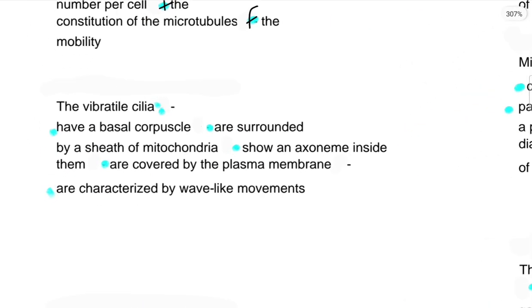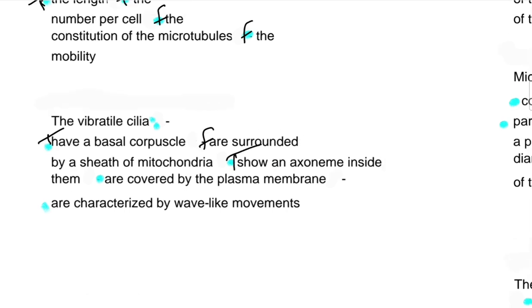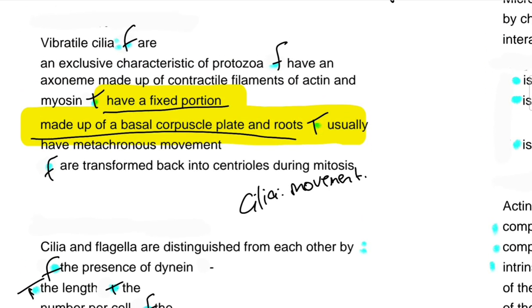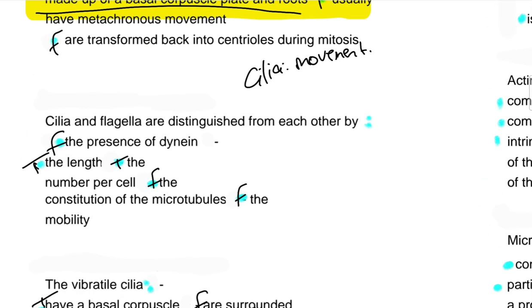We go back to the vibratile cilia. The vibratile cilia have a basal corpuscle, we just said yes. Are surrounded by a sheath of mitochondria, wrong. Show an exoneme inside them. This is yes, true. Before did they say yes, have an exoneme? Yeah, because they said that the exoneme is made up of filaments of actin and myosin, and that's why we said wrong. But yes, they do have an exoneme.